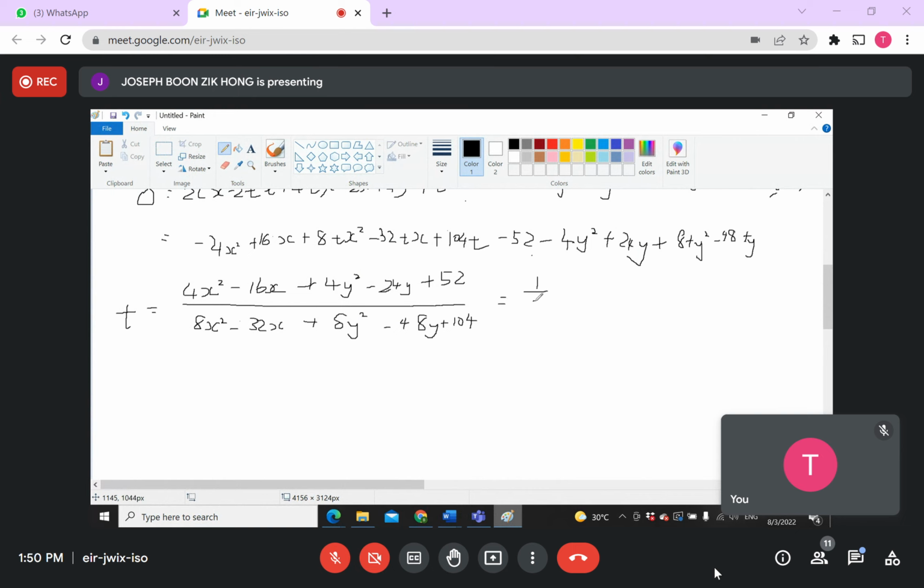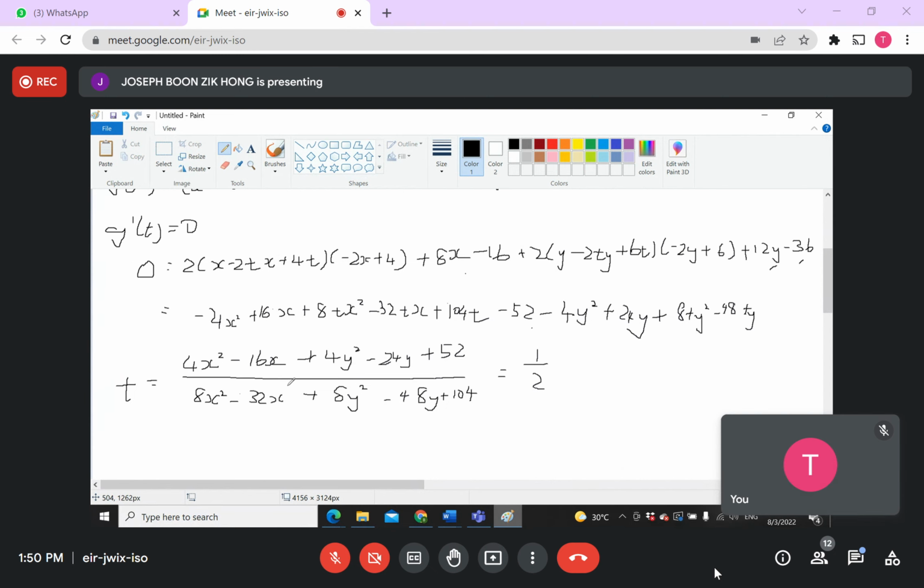Is it? Let me see. 4x squared minus 16x plus 2y squared minus 48y. Yeah, it's 1 over 2. Okay, sorry. So that means no matter which round r equal to 0, 1, 2, 3, you still will get the t is 0.5. Okay, thanks for the reminder. So sorry. Okay, so we continue.